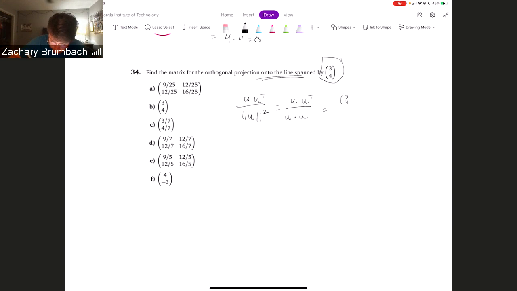So we have 3, 4 multiplied by 3, 4 over the dot product squared, which is 3 squared, so 9, plus 4 squared, 16. And this product, I'm doing my matrix math up here because I'm a little lazy: 9, 16, 12, and 12. So this is our matrix with this part in the bottom as well. So this is 1 over 25, 9, 12, 12, 16. So that is just an application of the formula for that one.